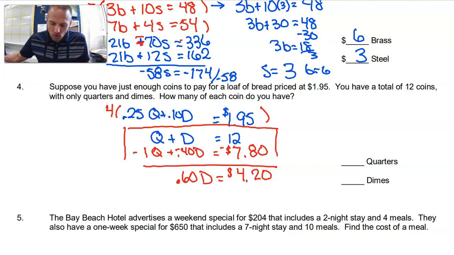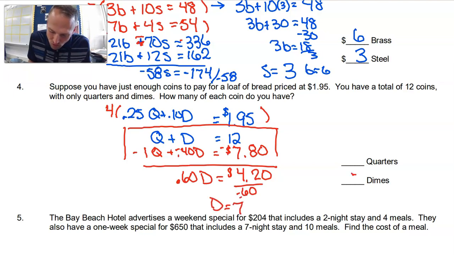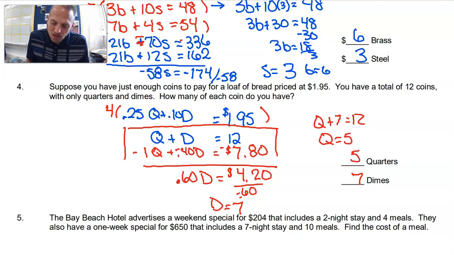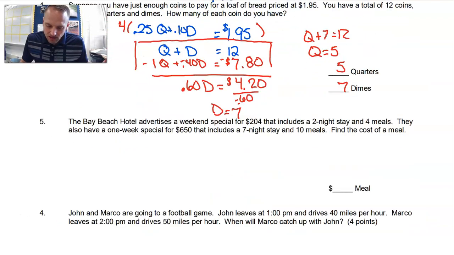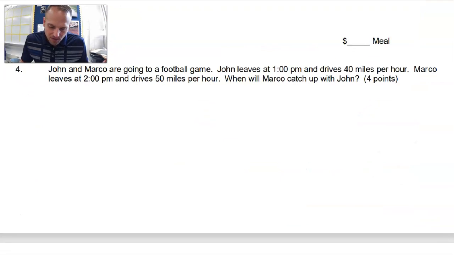All right, so let's do this. Divide by 0.60, and we're going to get D equals 7. So we've got 7 dimes. All right, now if we go back up to this equation up here, Q plus D equals 12, and we have 7 dimes. Put 7 in for D. Subtract 7, and we're going to get Q equals 5. So our answer is 5 quarters and 7 dimes. All right, let's see if we can find something else.